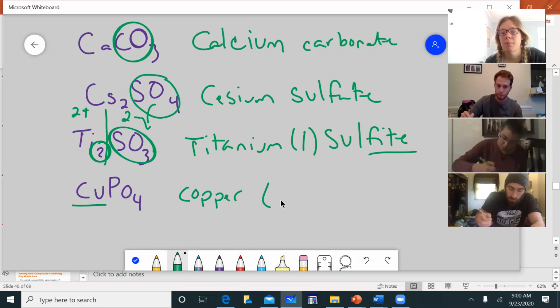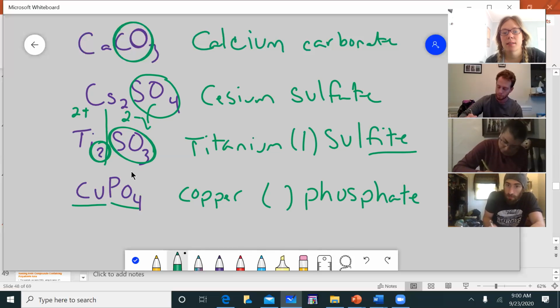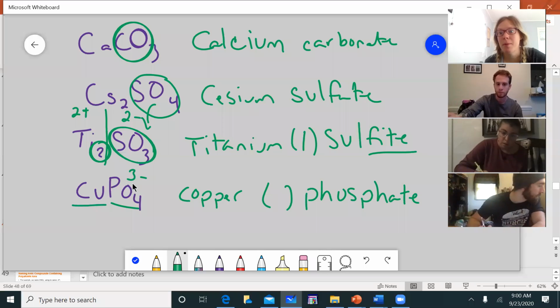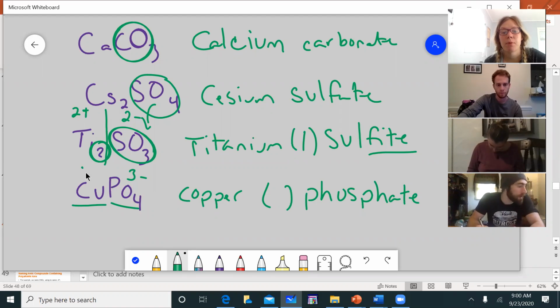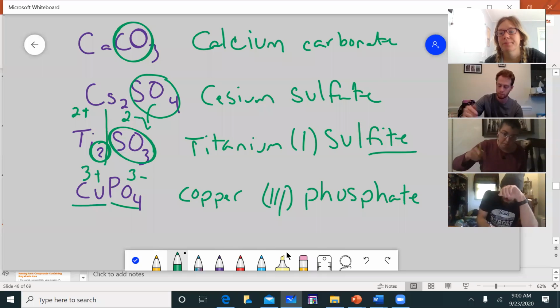Last one here, I've got copper. Copper is in the middle, unpredictable charge. And then this thing over here, which is known as phosphate. Phosphate always has a 3- charge. I'm not pulling that out of thin air. I've just done these polyatomic ions so many times. You don't need to pull them out of thin air either. Have a polyatomic ion sheet. So 3- charge, copper in this case should have a 3+ charge. 1, 2, 3. Copper(III) phosphate.